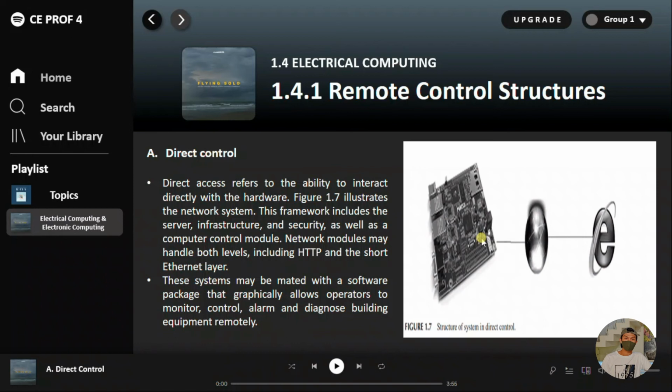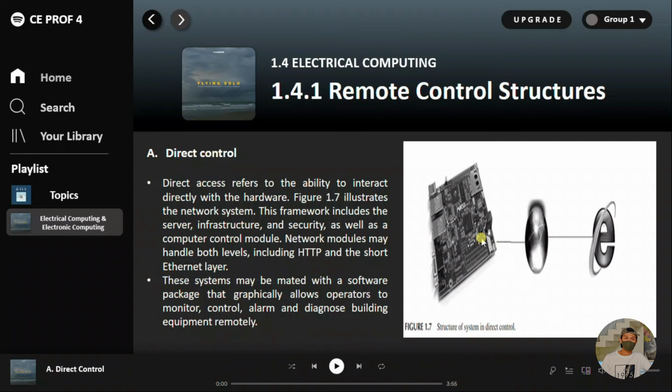So the network modules may handle both levels, including HTTP. HTTP means the Hyperlink Transfer Protocol, the standard application level protocol used for exchanging files on the World Wide Web. Also the short internal layers. Internal means signals involved, which perform a key role in the communication that takes place between devices.